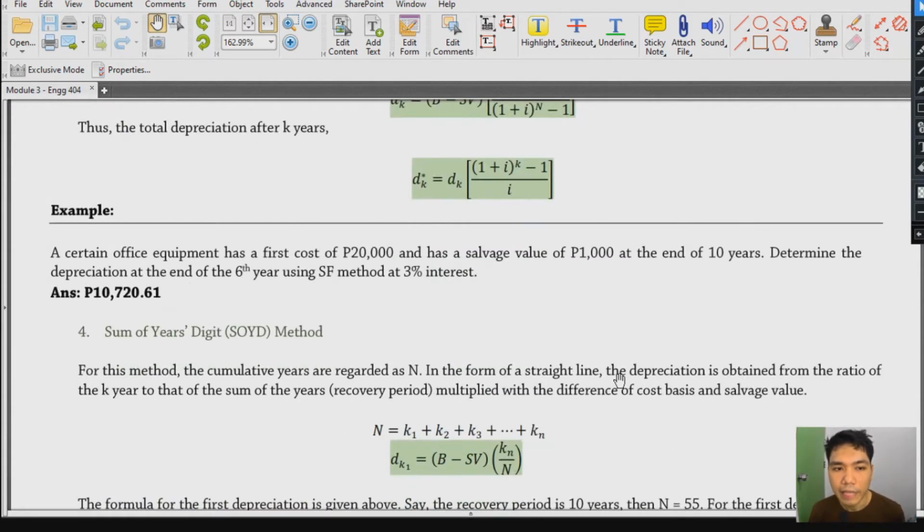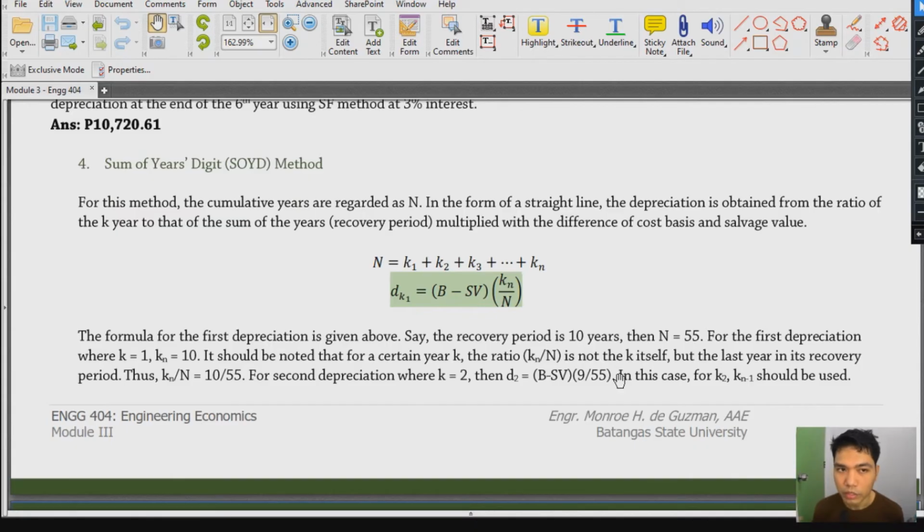Okay, and then lastly, we could use the sum of the years digit or the SOYD method. So, ano ba pinagkaiba nito from our previous examples? So, for this method, the cumulative years are regarded as n. So, hindi to porket sinabi natin na we have 10 years, it doesn't mean that your n is 10. What it means is that you have to take the sum of all these digits starting from 1 to 10, and then that should be your n.